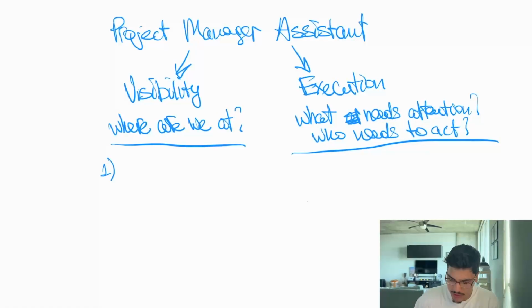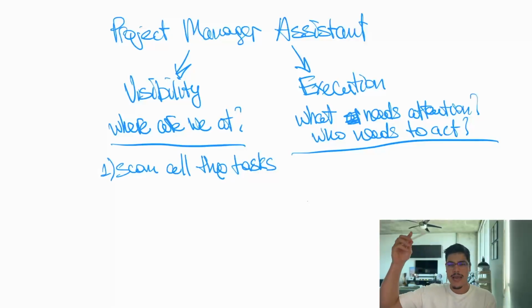First thing that you would probably do is scan all the tasks, right? What it means is you would basically open the tasks, read through the comments, read through the descriptions, like what are people saying in the chat, making sure that they are posting comments, updating the statuses. This is basically scanning all the things about the task.